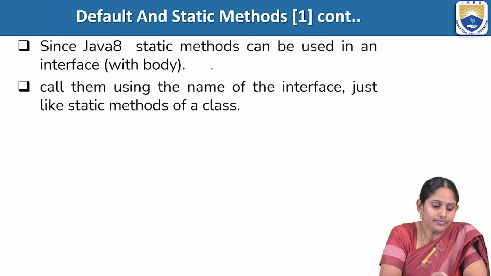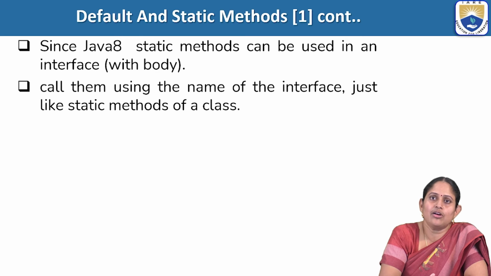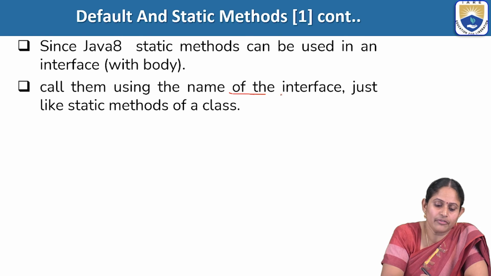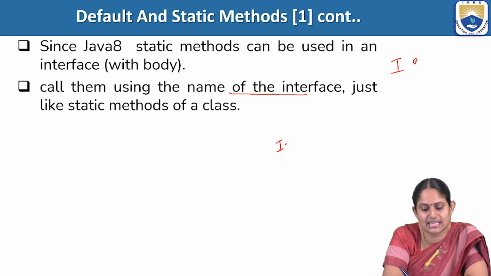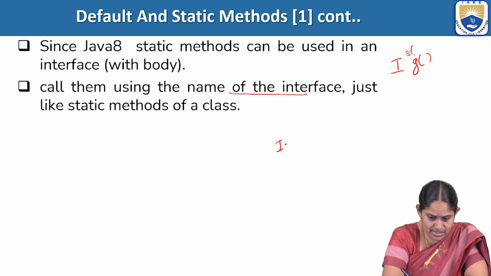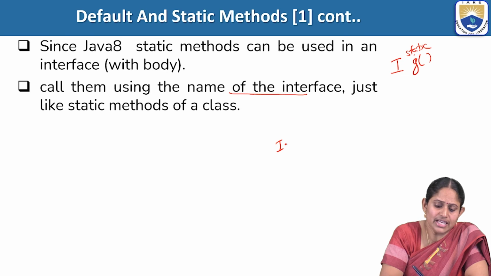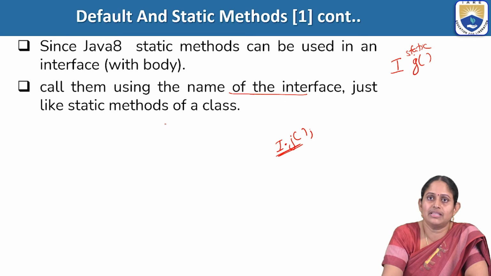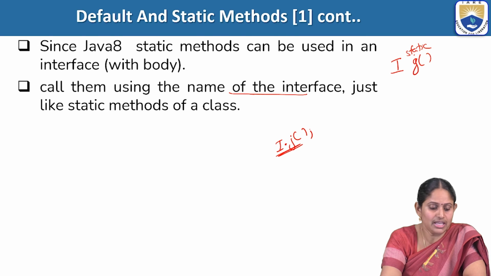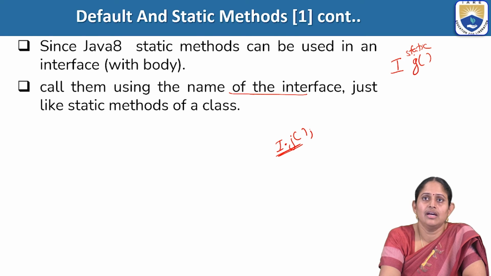And similarly, we have static methods also, which can also have a body inside the interface, and they can be used by the name of the interface. For example, if that interface I is having a static method j, then we can call it as i.j. That method can be called using the name of the interface followed by the method name, same way how we invoke the static methods of a class.